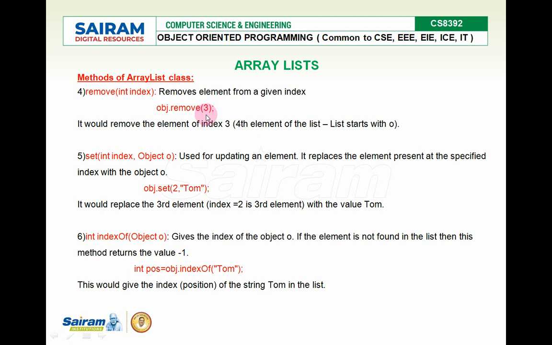array. So an array generally starts from 0, right? So 0 is the starting position. So 0, 1, 2, 3, that is the fourth location, or index 3 in my ArrayList. Whatever element is in this location will be deleted or removed from the array list. That is what remove(int index) does.